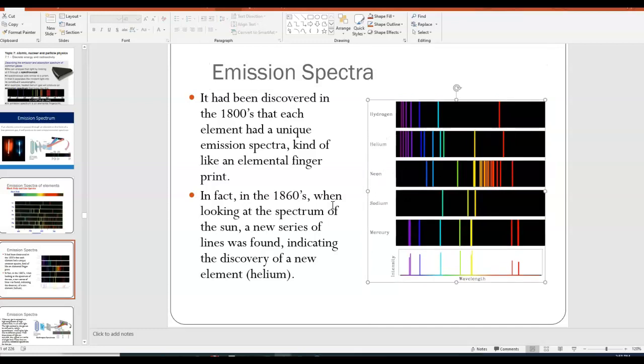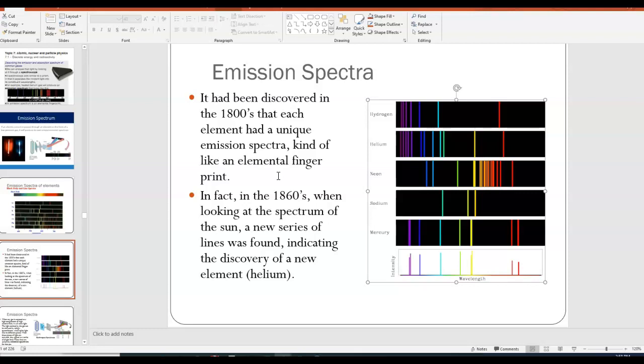It turns out that in the 1860s, when they were looking at the sun and trying to figure out what elements make up the sun, they saw hydrogen. They saw some other lines they recognized, but they saw a set of lines that they couldn't identify that had never been discovered in a laboratory on Earth. So basically what they found was a brand new element. And because they found that element in the sun, they named it after the sun god Helios, and they called that element helium. Fun fact, helium was actually discovered on the sun before it was discovered on Earth.